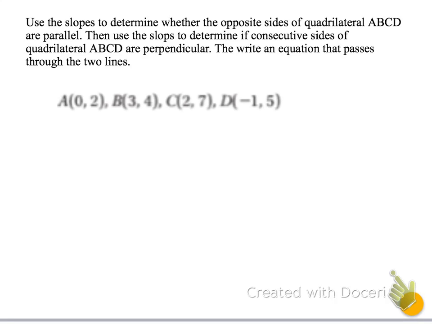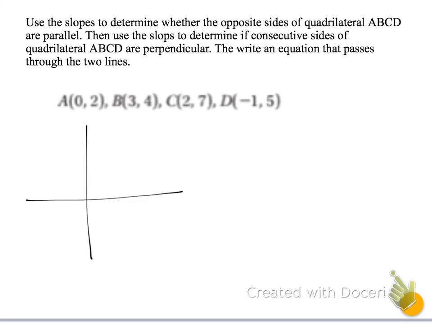Use the slopes to determine whether the opposite sides of a quadrilateral ABCD are parallel. Then use the slopes to determine if consecutive sides of the quadrilateral ABCD are perpendicular. Then write an equation that passes through two lines. Okay, so let's graph these first.